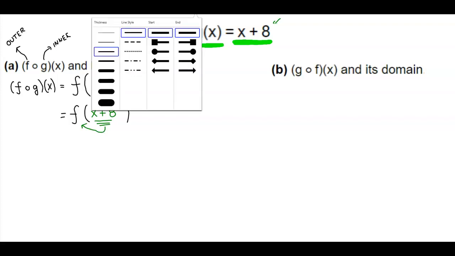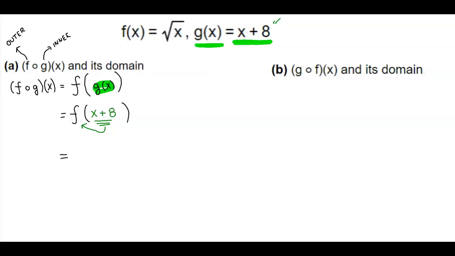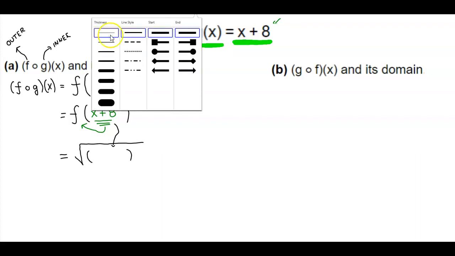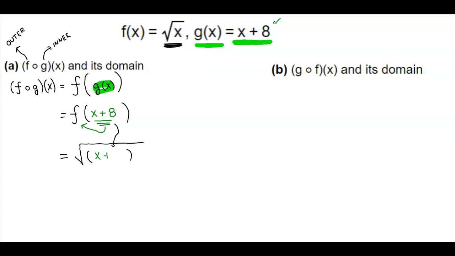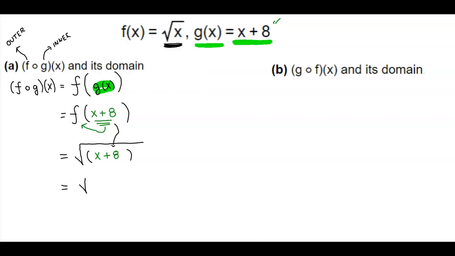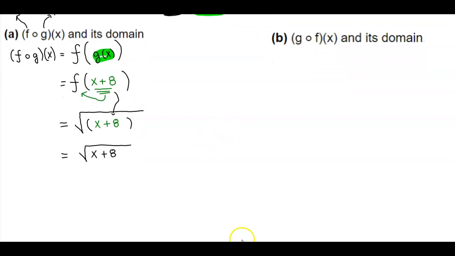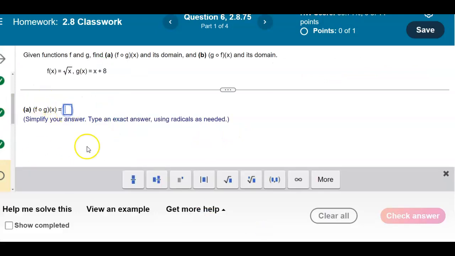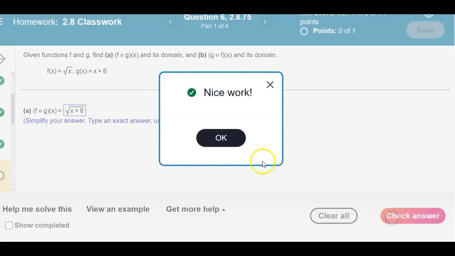So what is the function f? Well, we know what the function f is. That is the square root of x. So we have the square root of x, and now this becomes the input for x. That means we get x plus 8 replacing x. So therefore, the answer is going to be the square root of x plus 8. Let's go ahead and put that answer in. So here we have the square root of x plus 8, and there's our answer.